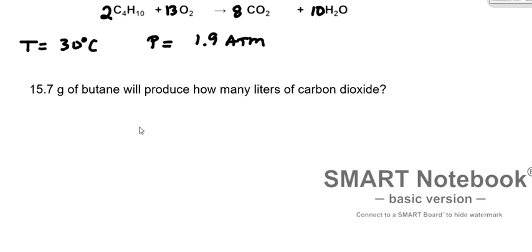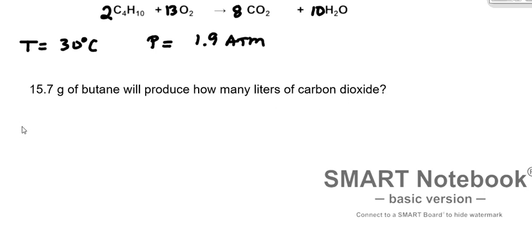This is gas stoichiometry, and it is going to be at non-standard conditions. We have a familiar reaction with butane and oxygen to make carbon dioxide and water. Our conditions now are 30 degrees Celsius and 1.9 atmospheres for the pressure. So no longer at STP, which is 273 Kelvin and 1 atmosphere. 15.7 grams of butane will produce how many liters of carbon dioxide at these conditions?